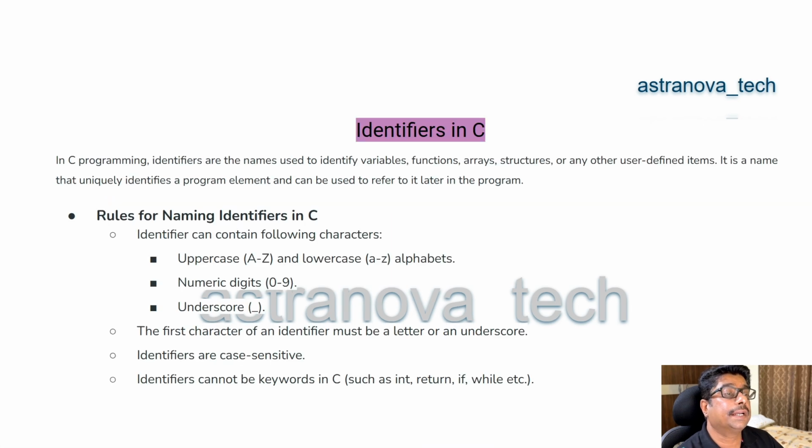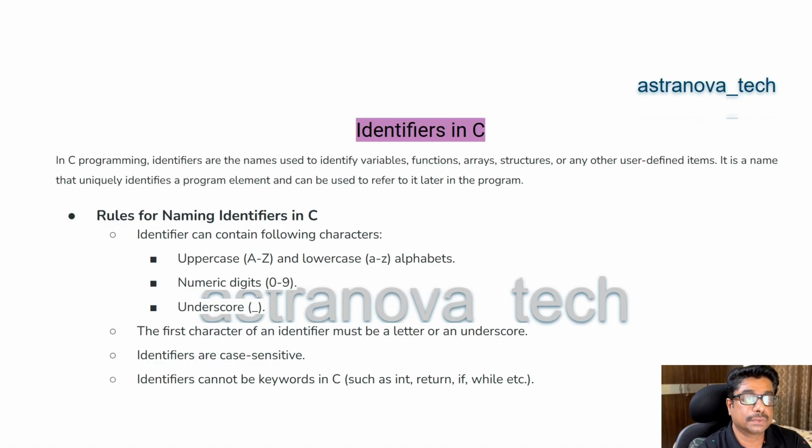Next thing is identifiers in C. In C programming, identifiers are the names used to identify variables, functions, arrays, structures, or any other user-defined items. It is a name that uniquely identifies a program element and can be used to refer to it later in the program. So what does it mean? A variable name, a method name, or a structure name, anything. A variable can be of different data types. That we will get into later. How we will write the names.